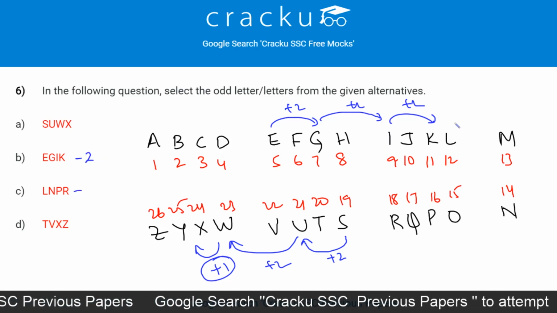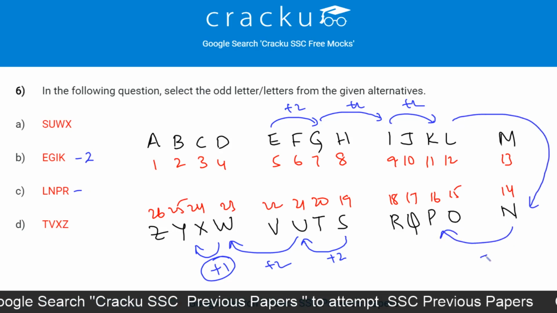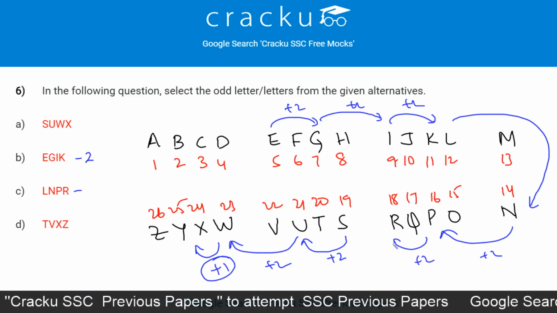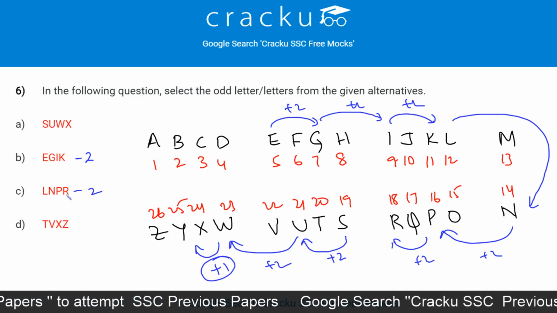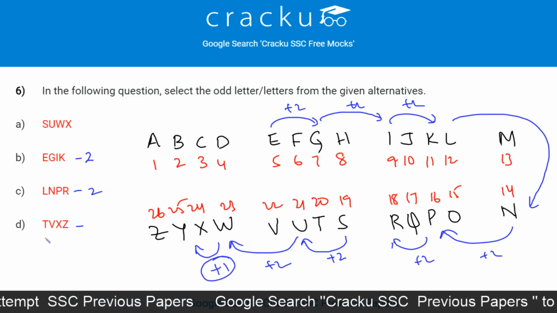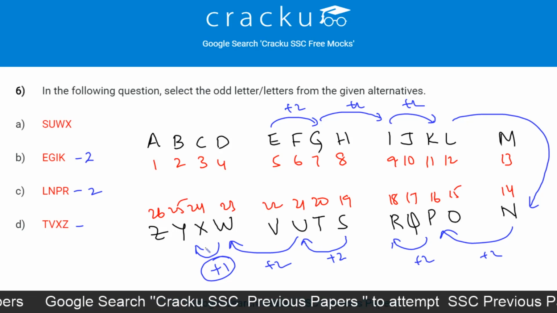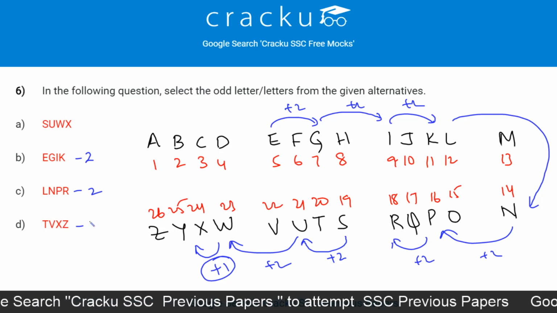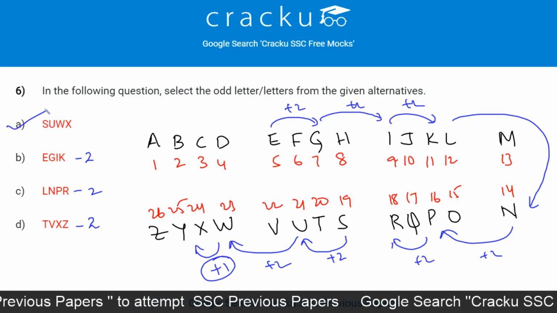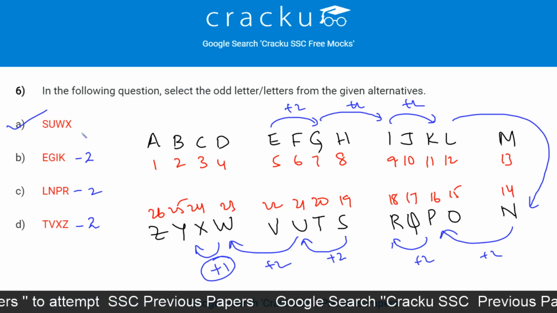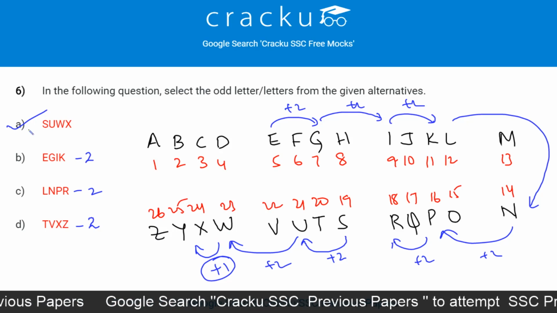Next coming to LNPR. From L to N is 2 units, N to P is 2 units, and from P to R it is another 2 units. This option is also equally spaced with 2 units. Next coming to TVXZ. T to V is 2 units, V to X is 2 units, and from X to Z. So again option D is equally spaced with 2 units. So only option A is the anomaly over here. This is the odd letter because WX is unevenly spaced. So the answer for this question is option A.